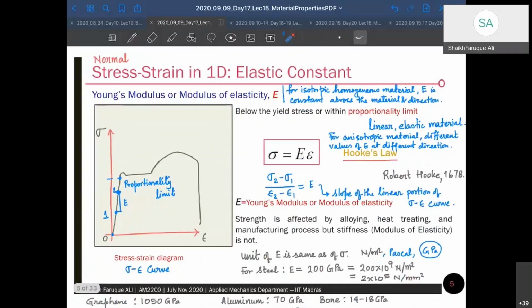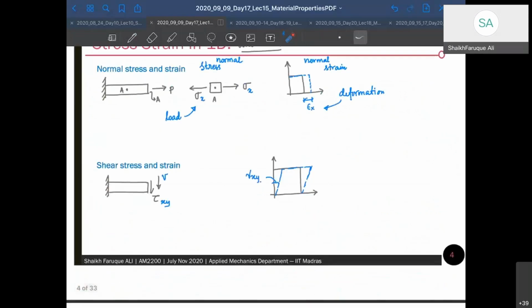Now, how do you relate them? How do you relate this stress with this strain? How to relate sigma x with epsilon x? That's a question we need to answer. All right. So when we talk about this, we need to know materials proper.